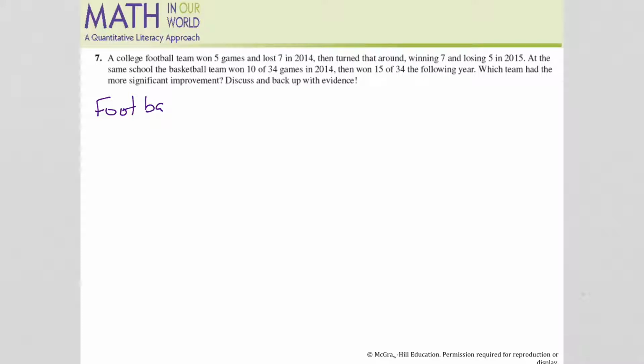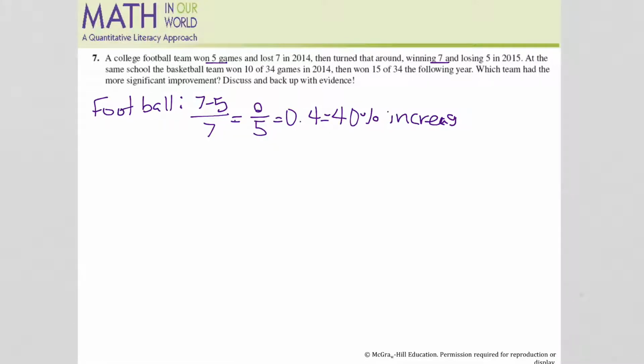So for the football team, new minus old over old. Okay, we're taking the wins. 7 minus 5 there. That's 2/5 or a 40% increase. Okay, so that's pretty good, right?